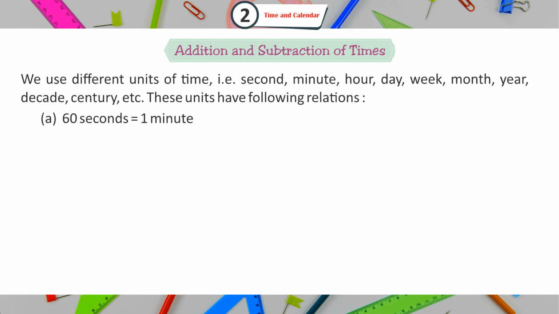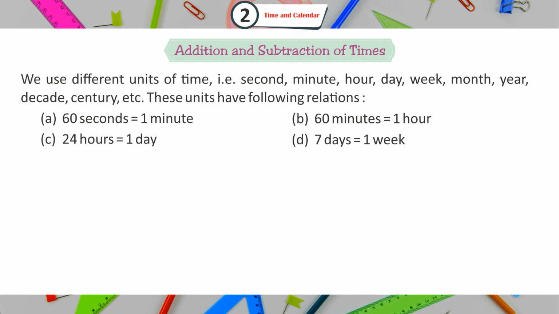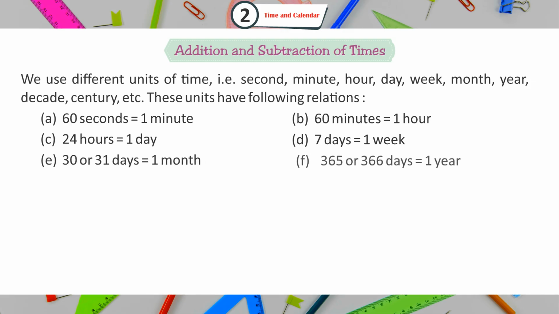A. 60 seconds is equal to 1 minute. B. 60 minutes is equal to 1 hour. C. 24 hours is equal to 1 day. D. 7 days is equal to 1 week. E. 30 or 31 days is equal to 1 month. F. 365 or 366 days is equal to 1 year.